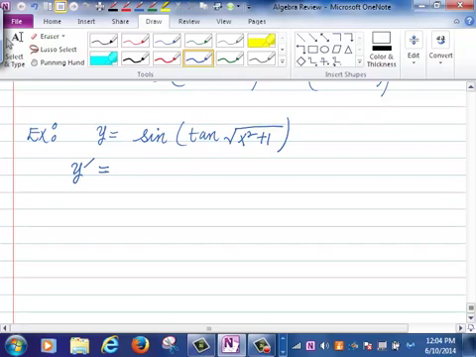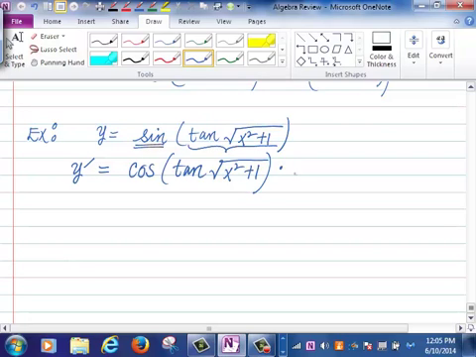First of all, the outmost function is sine, right? So what's the derivative of that? Cosine. So you have cosine evaluated at the whole thing, tangent of root of x squared plus 1. Then multiply that by the derivative of what? Derivative of this whole thing here, right? What's the derivative of that whole thing?